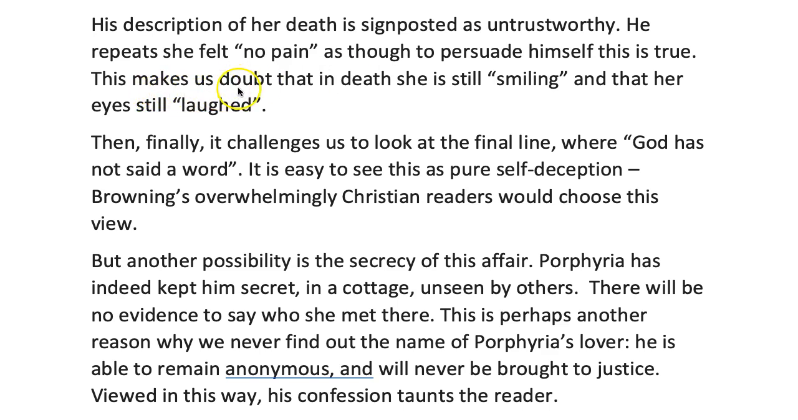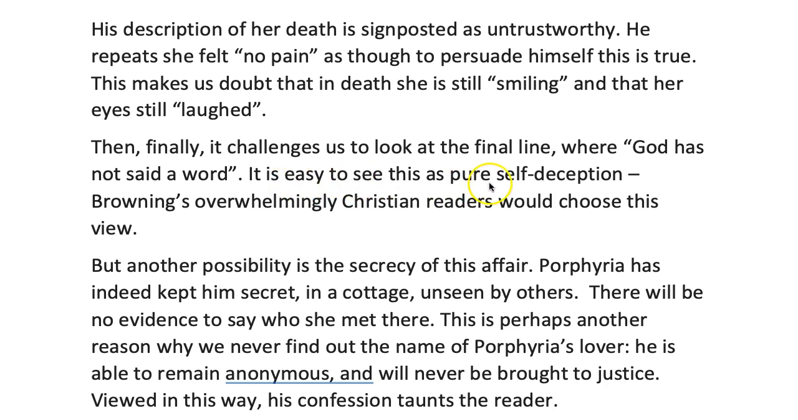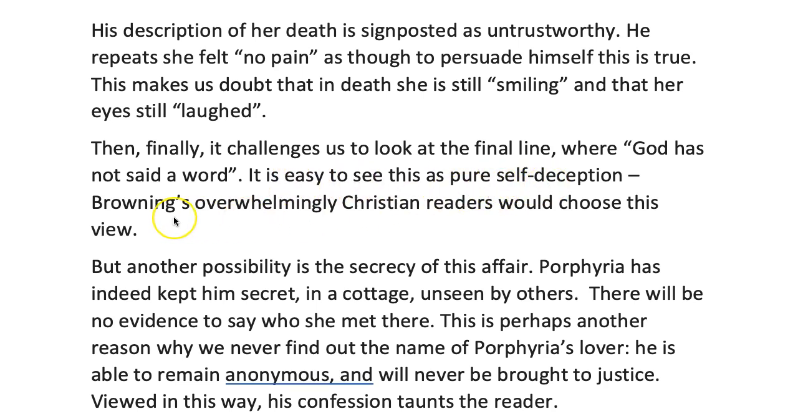So this makes us doubt that in death she is still smiling, as he claims, and that her eyes still laughed, as he claims. And then finally, it challenges us to look at the final line where God has not said a word. It's easy to see this as pure self-deception. Browning has an overwhelmingly Christian readership, and they would definitely choose the Christian perspective.